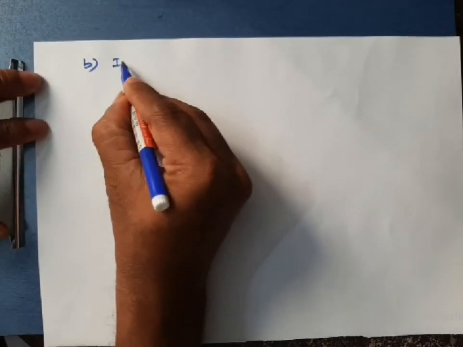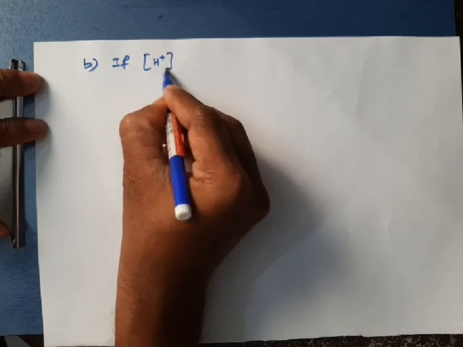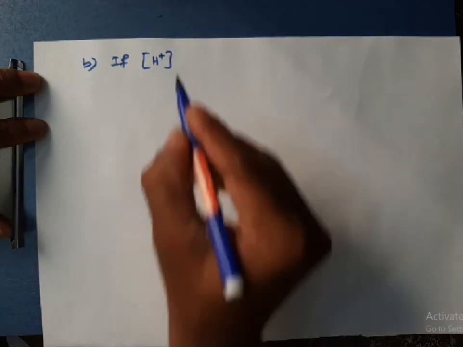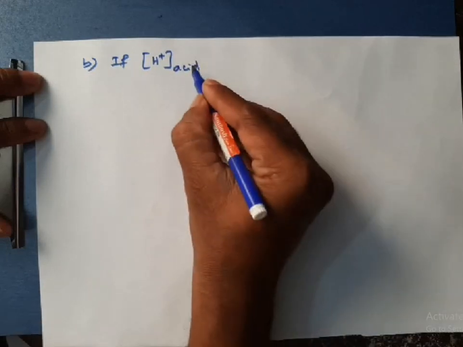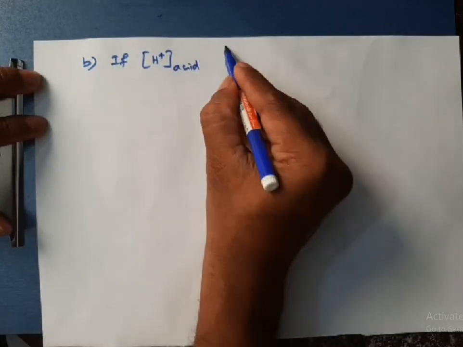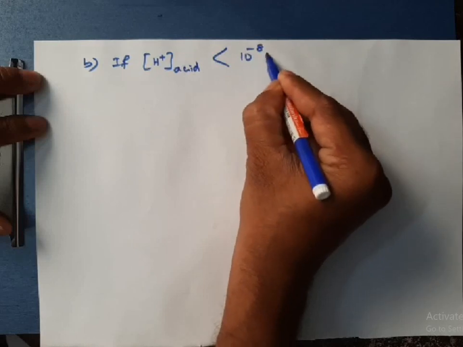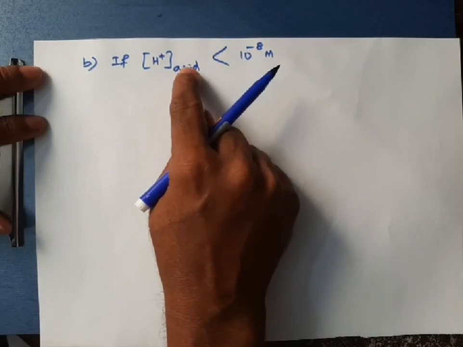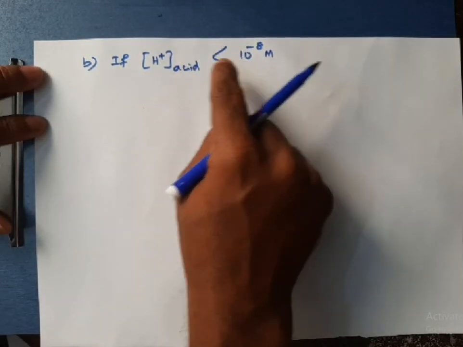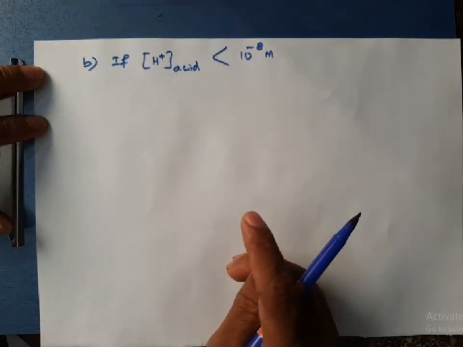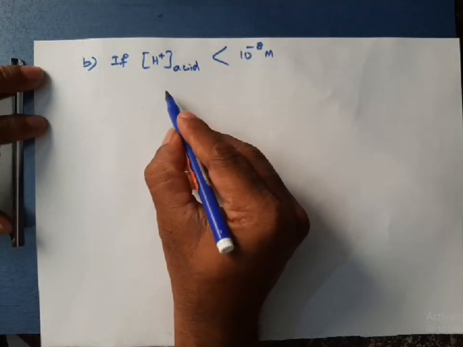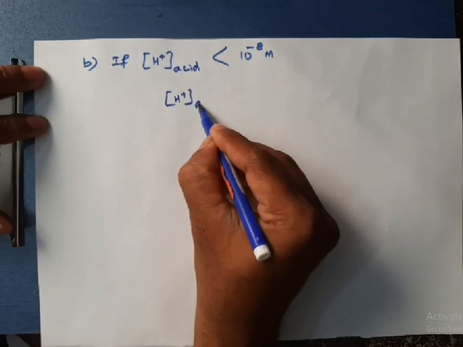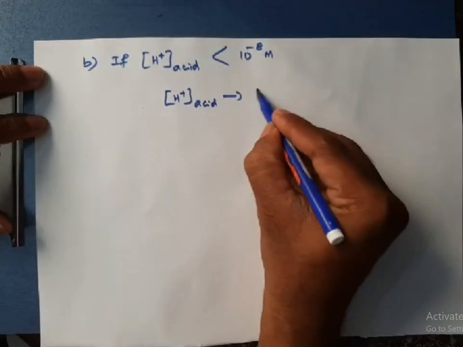Similarly, if the H plus ion concentration from acid is very low, say less than 10 power minus 8 molarity, 10 power minus 8 is very low. If the H plus ion concentration from acid is very small compared to 10 power minus 8 molarity, then you can neglect the H plus ion concentration from acid. This can be neglected.